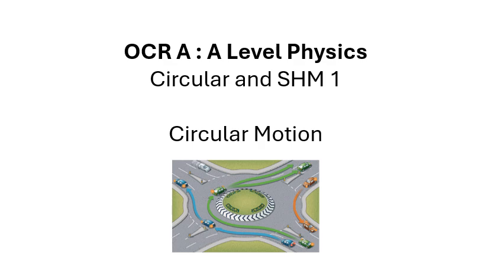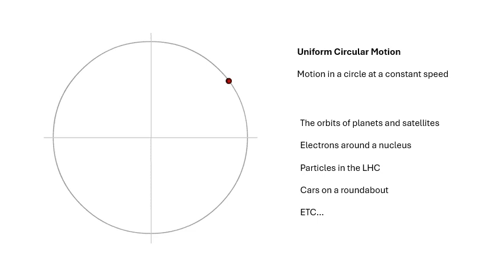OCR A, A-level physics. This is for circular motion and SHM. First video, and it's about circular motion. So, uniform circular motion. What is that then?